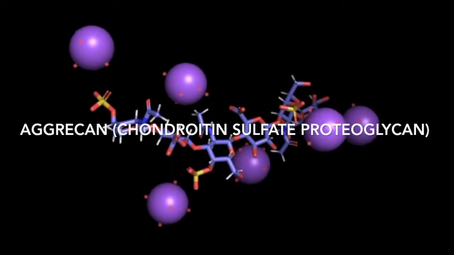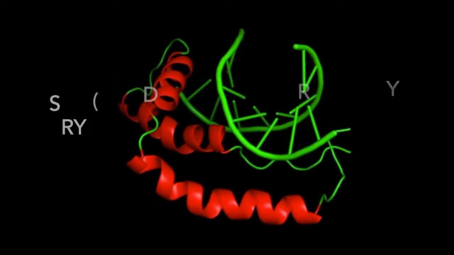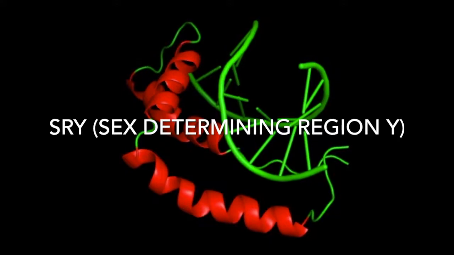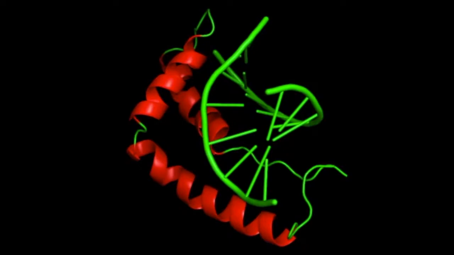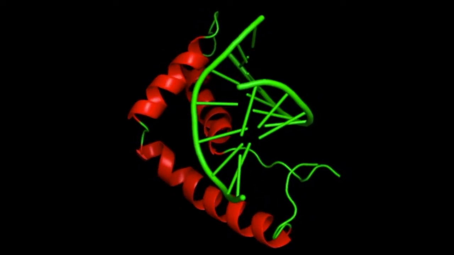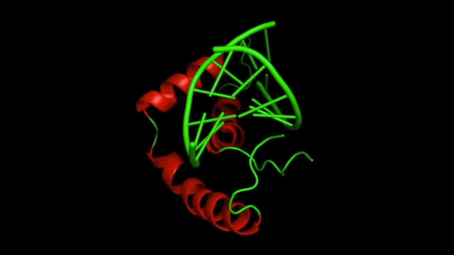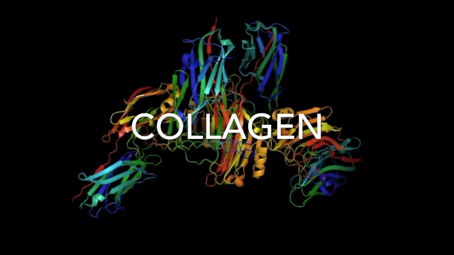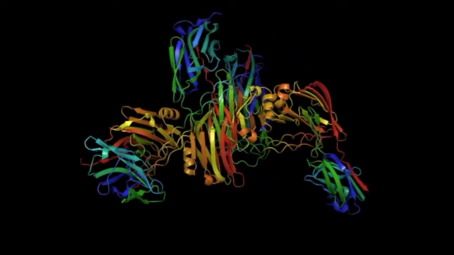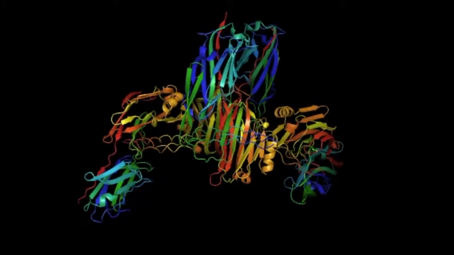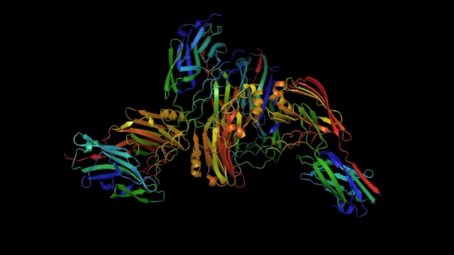Aggrecan is a proteoglycan core protein, and it's also known as chondroitin sulfate proteoglycan. SRY stands for sex-determining region Y, and it's a DNA-binding protein, also known as gene regulatory protein, encoded by the SRY gene that is responsible for the initiation of male sex determination in humans. And collagen is the most abundant protein in the human body, and it's found in muscles, bones, skin, blood vessels, the digestive system, and tendons. Collagen is what helps give our skin elasticity and strength.